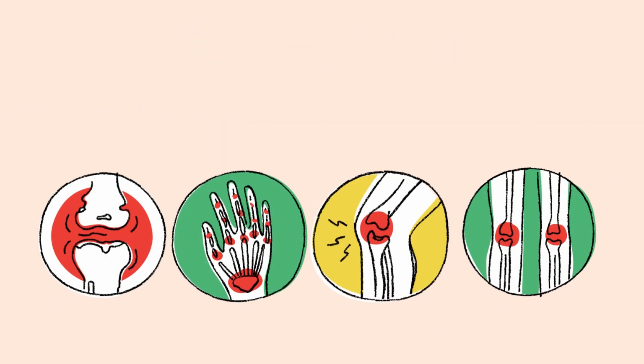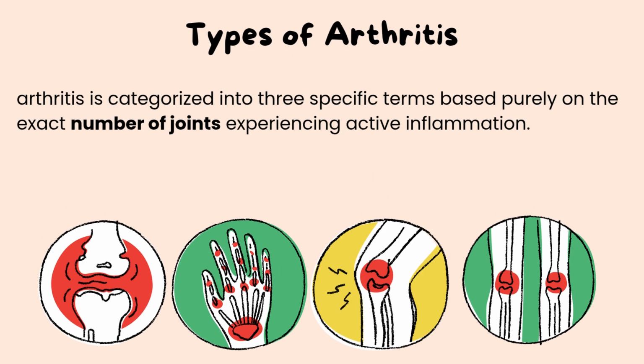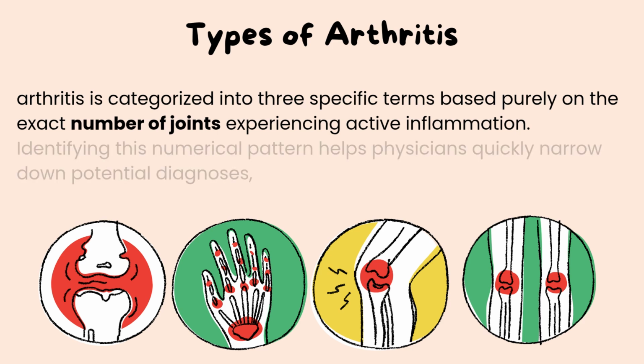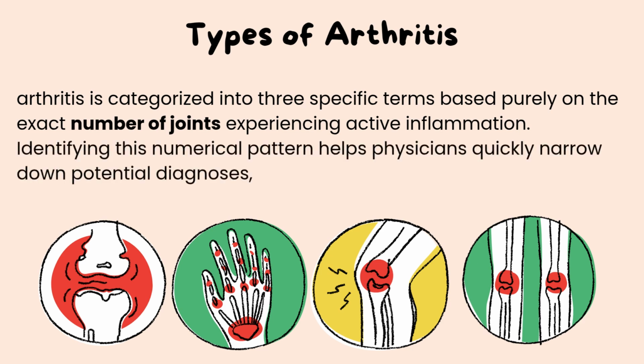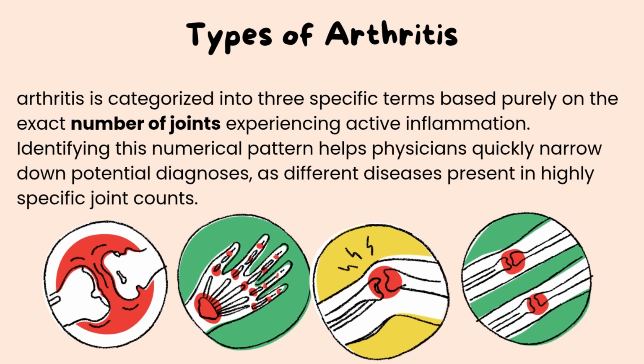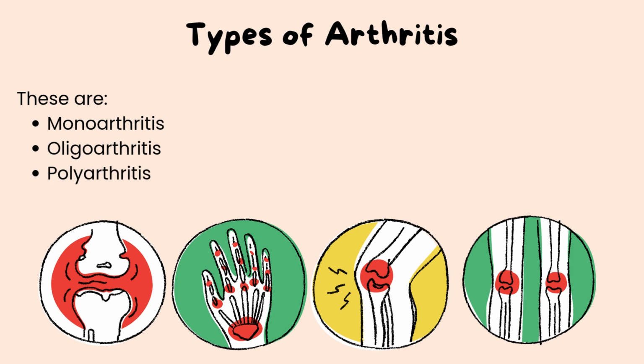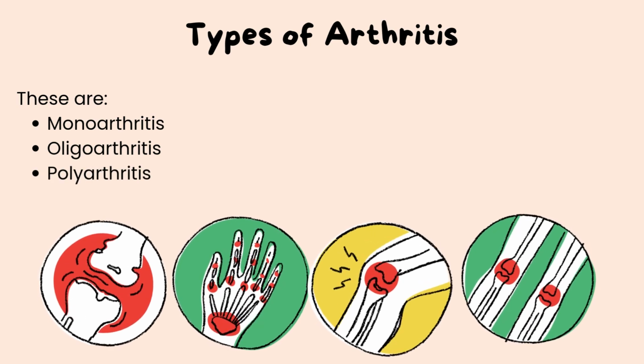Now let's discuss the main topic: the types of arthritis. Arthritis is categorized into three specific terms based purely on the exact number of joints experiencing active inflammation. Identifying this numerical pattern helps physicians quickly narrow down potential diagnoses, as different diseases present in highly specific joint counts. These are monoarthritis, oligoarthritis, polyarthritis. Let's discuss them one by one.